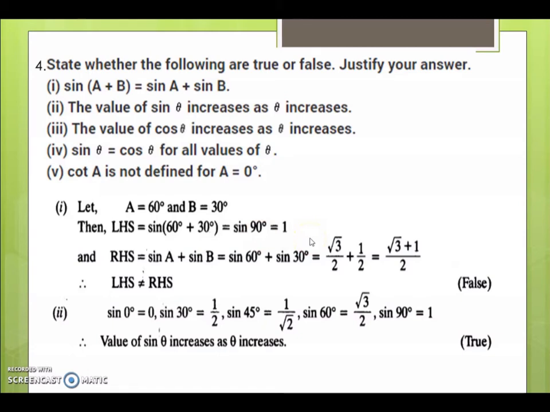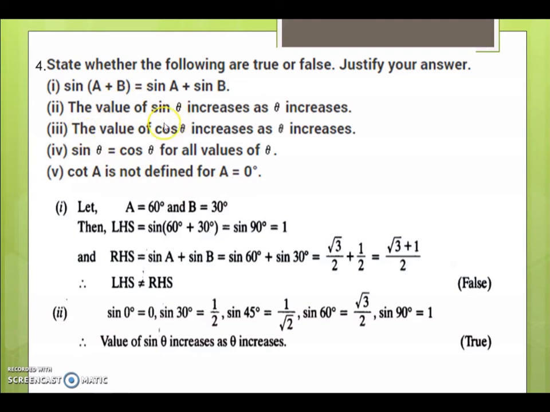And sine A plus sine B, if you take individually, sine 60 plus sine 30 is root 3 by 2 plus 1 by 2, which is root 3 plus 1 by 2. Now definitely LHS and RHS are not coming equal here. So therefore, this is false. This is a false statement that sine of A plus B will be equal to sine A plus sine B.